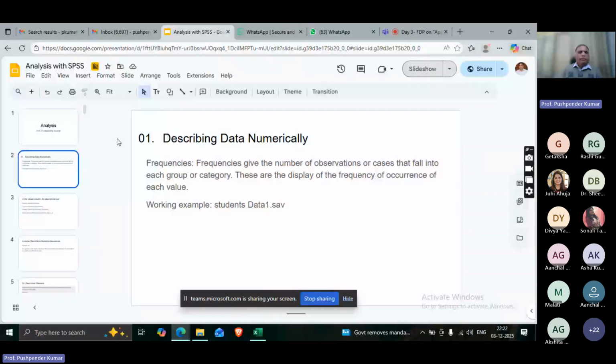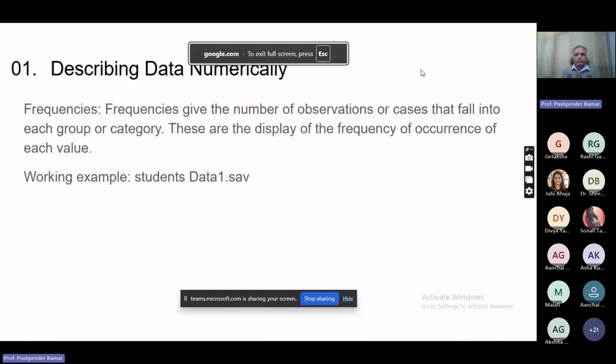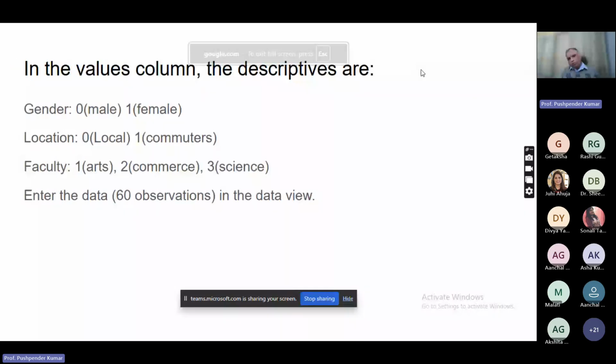So first, we need to describe our data. You have seen the student data 1 file, and let me go ahead with this. Now, what you need to do is describe the information which you have collected through a Google form or a questionnaire. Gender, male and female, so we gave 0 and 1. Location, you are local or commuters, 0, 1. Faculty, arts, commerce, science, 1, 2, 3.